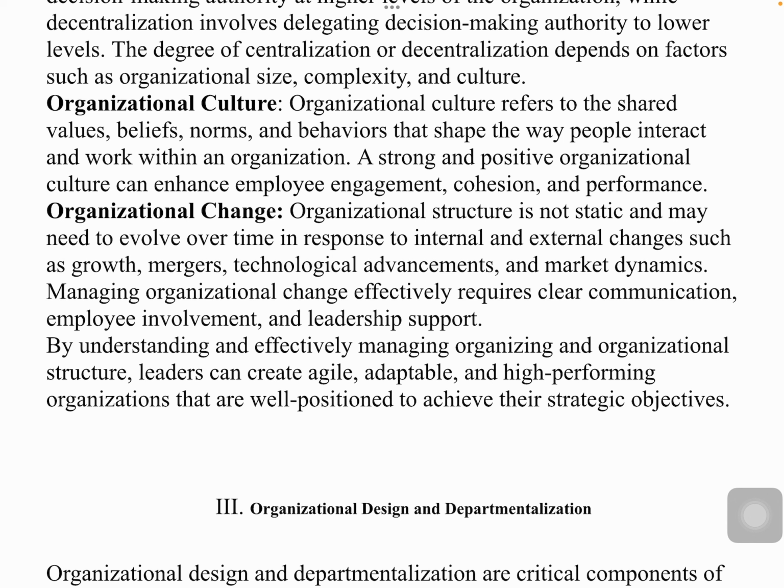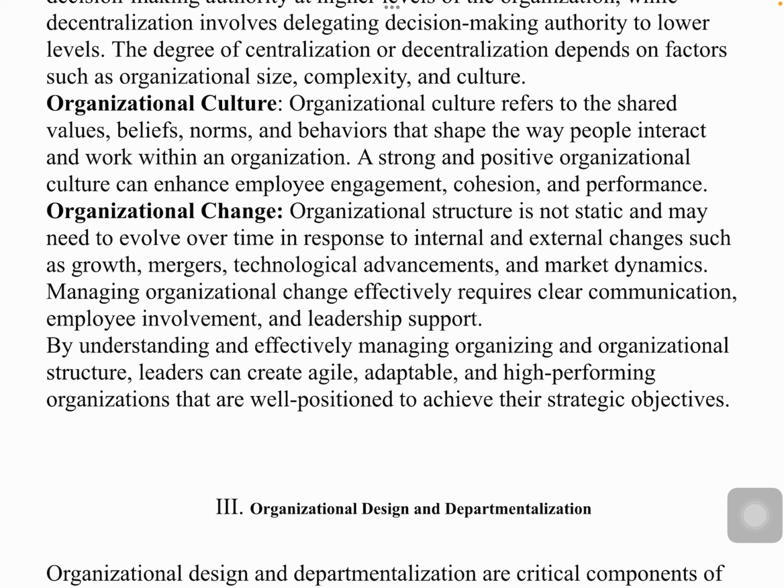So, organizational structure is not static and may need to evolve over time in response to internal and external changes such as growth, mergers, technology advancements, and market dynamics. So, managing organizational change effectively requires clear communication, employee involvement, and leadership support. By understanding and effectively managing organizing and organizational structures, leaders can create agile, adaptable, and high-performing organizations that are well positioned to achieve their strategic objectives.